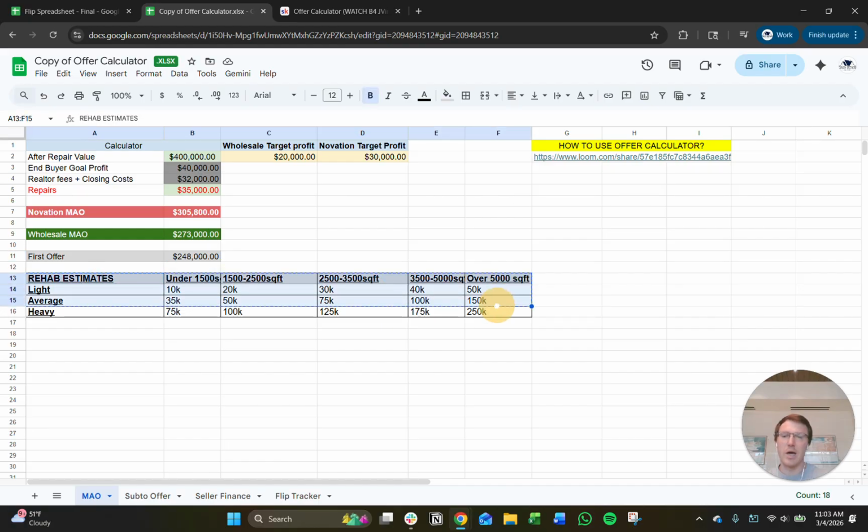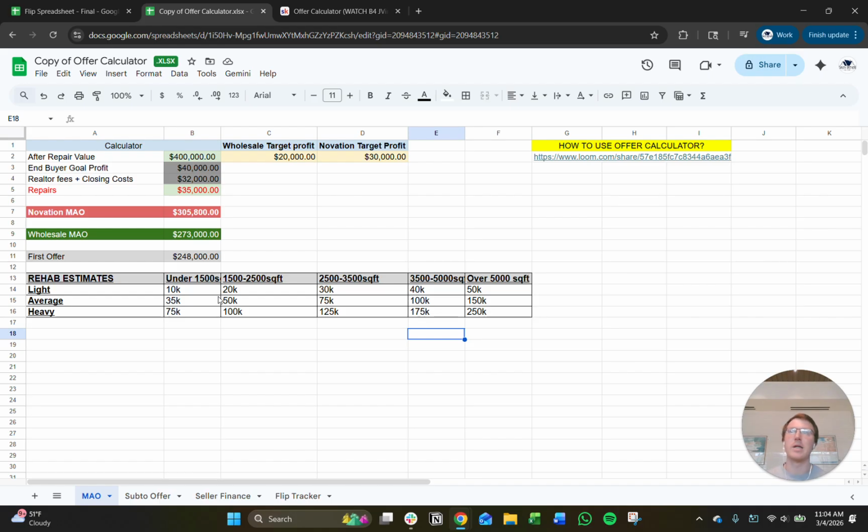Down here, we'll see rehab estimates. This is all subjective based on where you're at. People have different costs for contractors. Brick houses typically are going to cost a little bit more to fix up than siding because typically nicer. Whatever it is, what we use is $35 a square foot for cosmetics and then about 5 to 10 for each major.